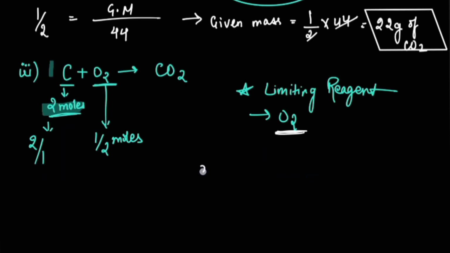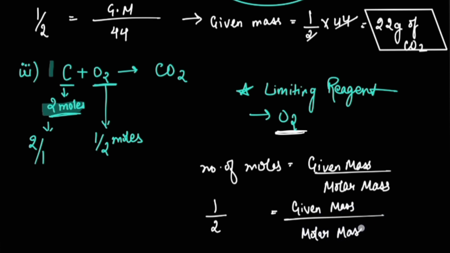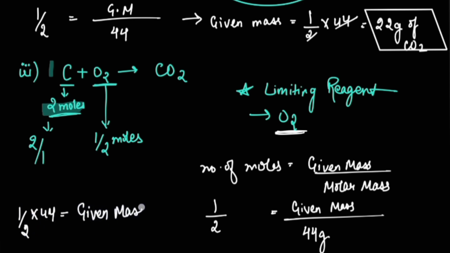Now we'll again use the formula for number of moles, which is equal to given mass upon molar mass. Since O2 is the limiting reagent, we'll do the calculation according to the limiting reagent. So we'll write the number of moles of O2 only, because the reaction will occur as per its requirements. Again we'll write the same: half equals given mass upon 44 gram, which is the total mass of carbon dioxide. So it will come out to be 22 gram of carbon dioxide as the answer for this question.